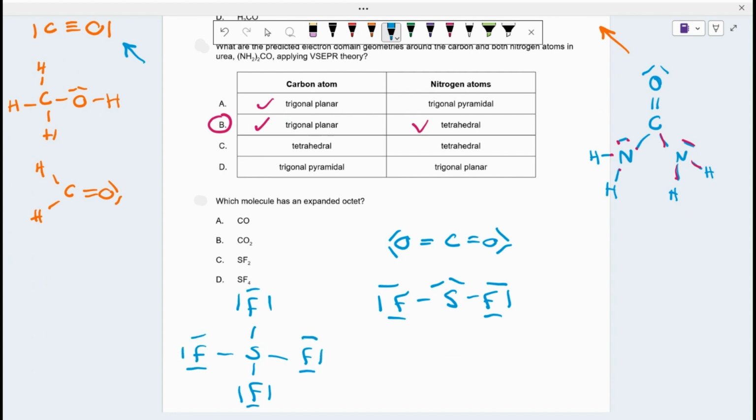But now sulfur is in group 6. And so far we have 1, 2, 3, 4. So we need a lone pair. But that will mean sulfur has 1, 2, 3, 4, 5, 6, 7, 8, 9, 10. 10 electrons. So it means it has an expanded octet, which means we've found our answer. D.